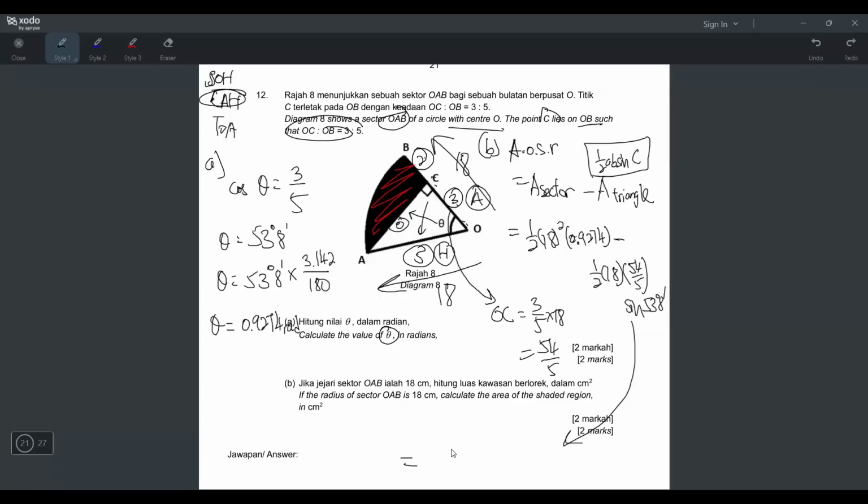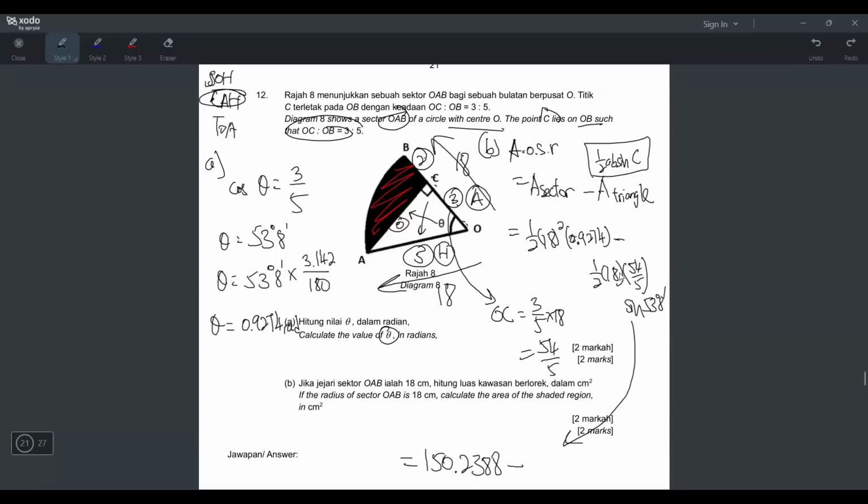I mean times 2, divide 2, and then times 0.9274. Okay, my calculator gives me 150.2388. This is still not the final answer, so I don't want to round off first. I write the whole thing first, right? And then minus what? Minus this area of triangle.